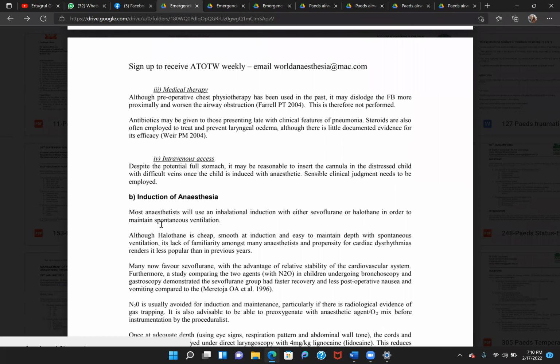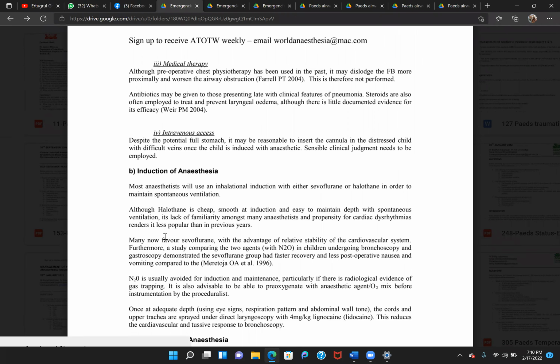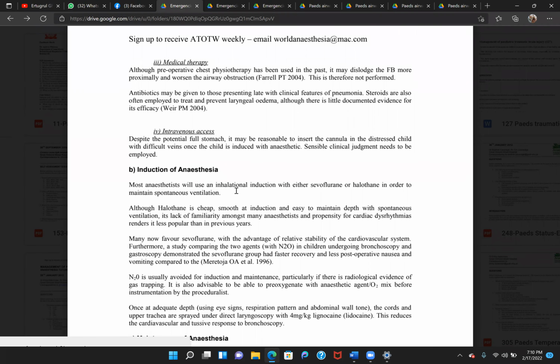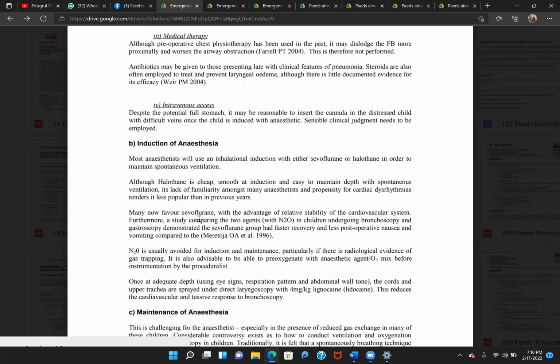Okay. And you will be avoiding the inhalational agent which is irritant, like halothane. Now it is not available in the majority of the world, but halothane or sevoflurane is a better choice, and you will be avoiding desflurane or isoflurane, which are irritant. Okay. And that's what they have written. Most centers will use an inhalational induction with either sevoflurane or halothane in order to maintain spontaneous ventilation. Okay. And you can have the propped-up position or whatever, because everything is possible and everything may be impossible. So you have to decide according to the situation.